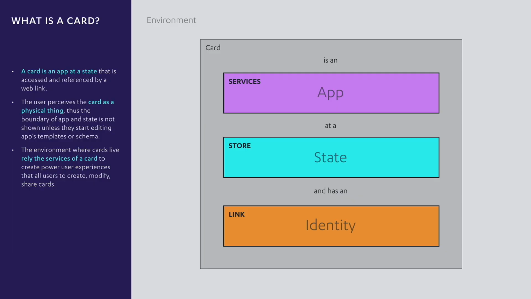So a card is also one more thing: it has an identity, it has a URL, it has a link that exists. The goal of making a card an app at a state that has an identity, combining services, storage, and references, is that the end user actually perceives the card to be a physical thing. It's almost a screenshot that you can move around.